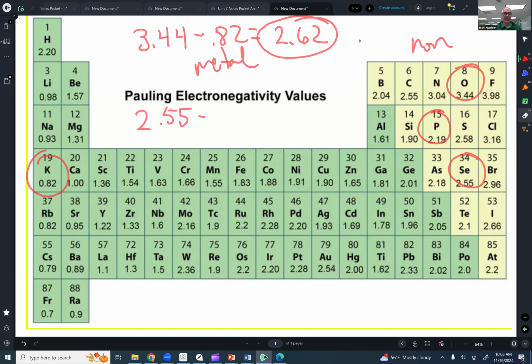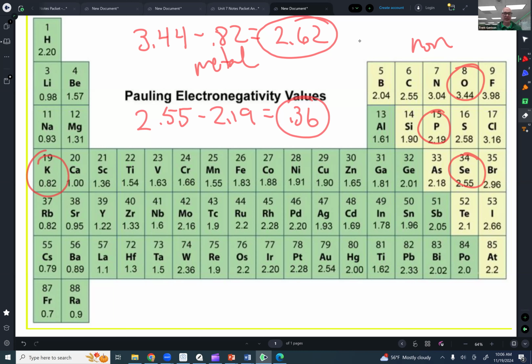All right, let's go ahead and do the same for the P and Se, and the number is significantly smaller, 2.55 minus 2.19. It doesn't matter, it's absolute value. You always use the larger value to start. So I've got a big difference and I have a very small difference. Right off the top, you should be able to see that K and O are metal, nonmetal. It's ionic. You already know that because of the difference and where they are. So that one was a very easy one for you.